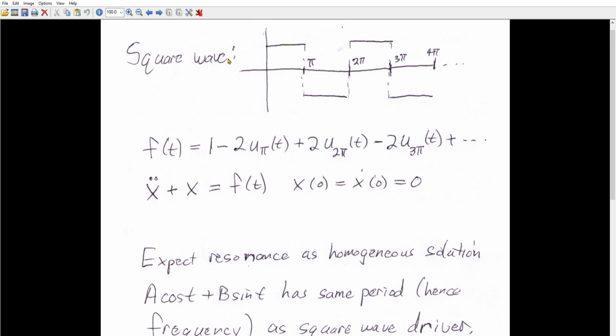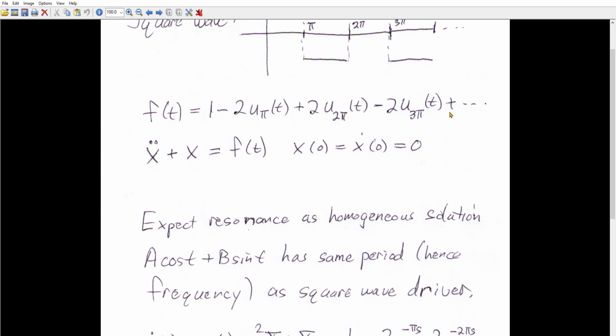Now, the way to get this written in terms of step functions is the function is 1 between 0 and pi. At pi, you want to jump it down to minus 1, so you want to subtract 2, which we do with a minus 2 u_pi of t. Now at 2 pi, we want to jump back up to 1. We add 2 times u_2pi of t, which pops us back up. And now you can see what we do at 3 pi, down 2, then up 2, etc. And that gives us a square wave. Now that's going to be our driver.